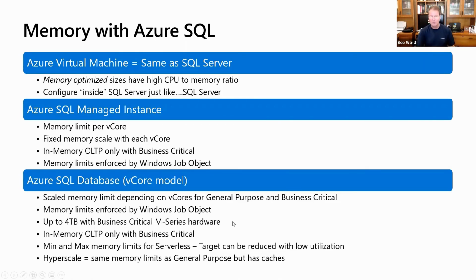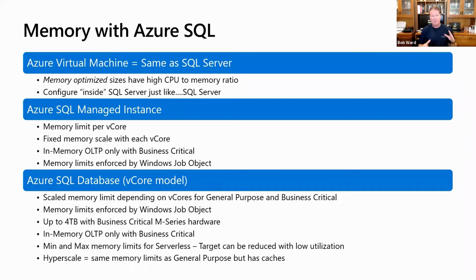And these limits are also enforced with job objects. You may not be aware of this, but on the M series, you have a hardware choice for business critical. You get up to 4 terabytes of memory for your Azure database. Again, in-memory OLTP is only for business critical.